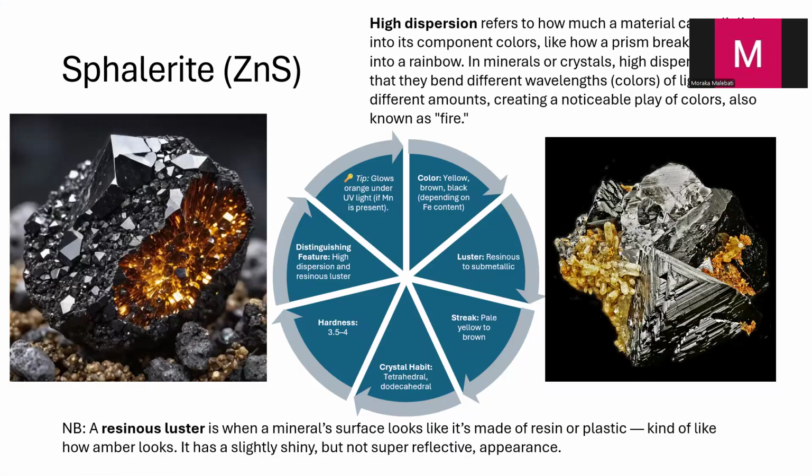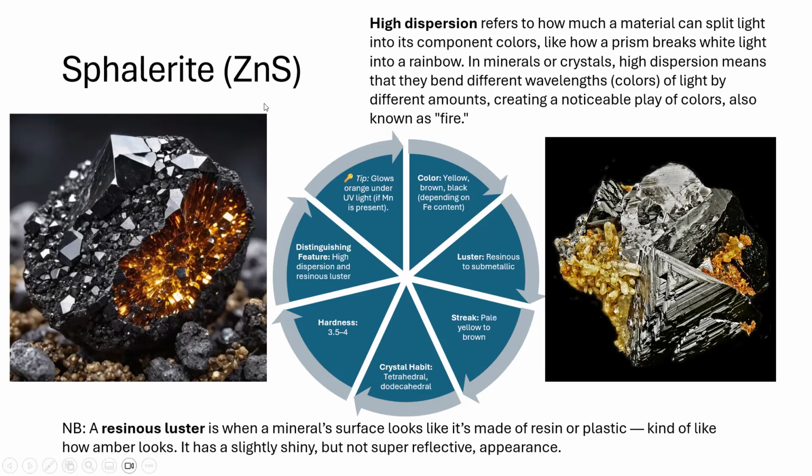Then the sphalerite. Sphalerite is the easiest. Okay, why is it the easiest? Because the distinctive feature is if you put it under ultraviolet light, provided that the manganese is present in high quantity, then it will glow orange. It will glow orange, like showing what you call the fire.